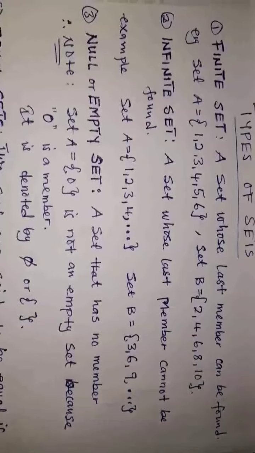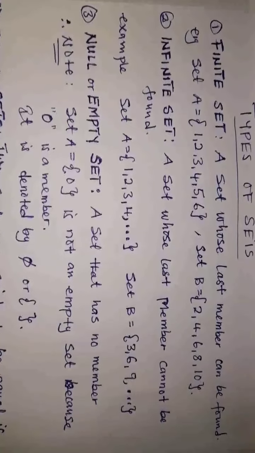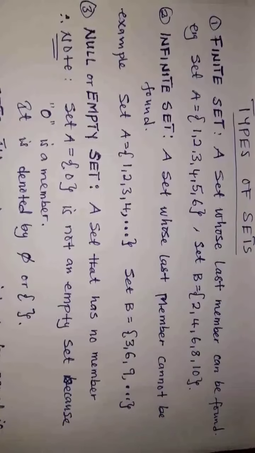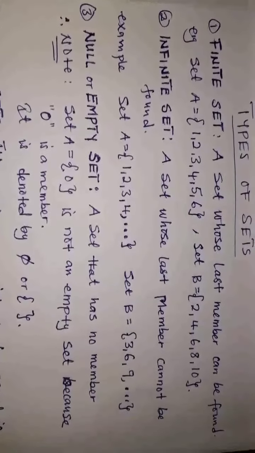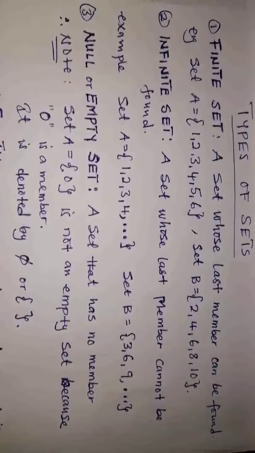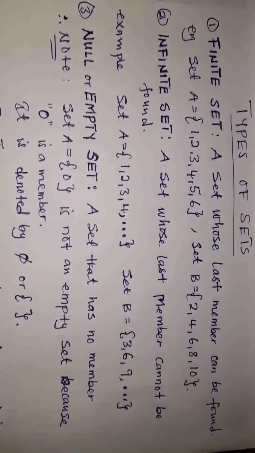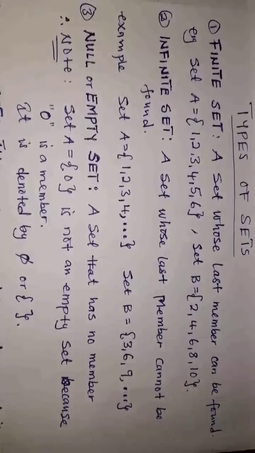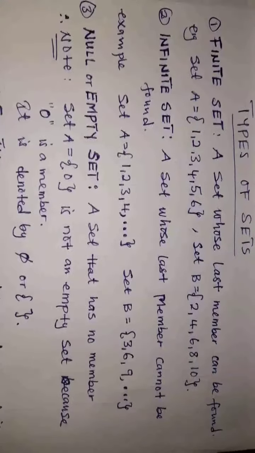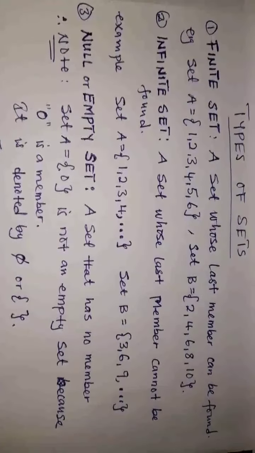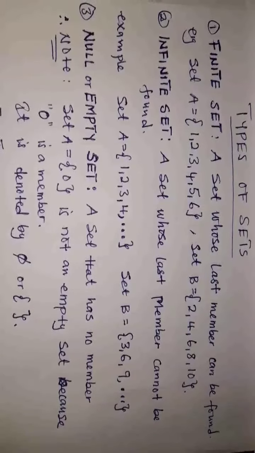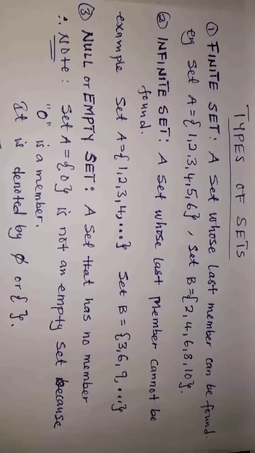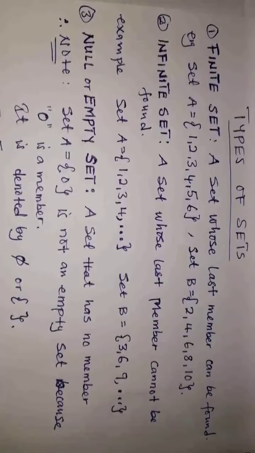Now after that, what do we have? The third one, an empty set. Empty, as the name indicates, is a set which contains nothing. It has no member. But note, don't misquote this. If it says set A with brackets and you have something inside, it's not an empty set because that something inside is a member. As long as there's something there, whether it's a 0 or 1 or 2 or 3, since there's a member inside, it is not an empty set. So an empty set has no member.